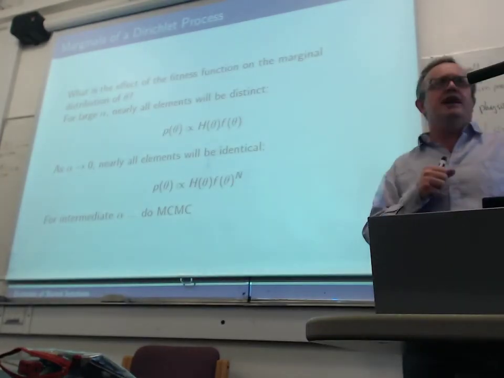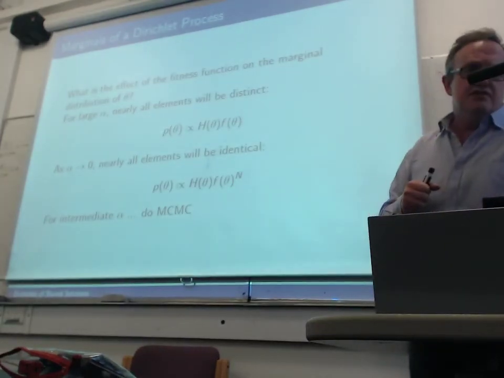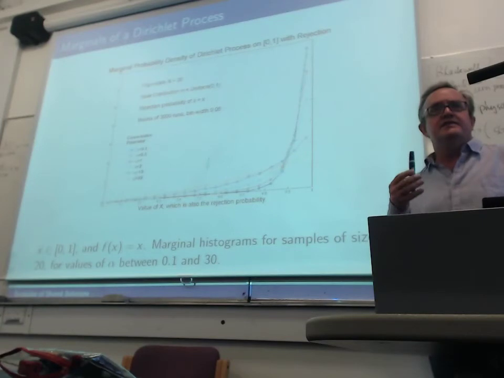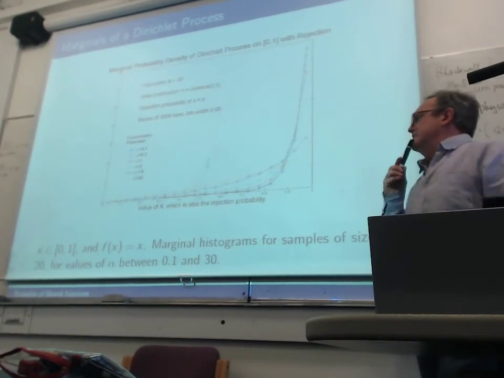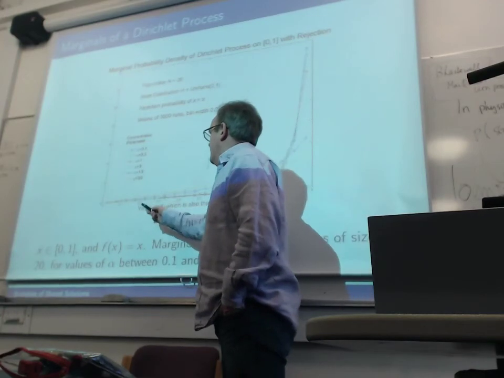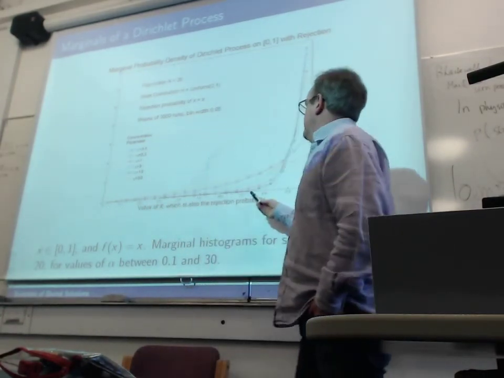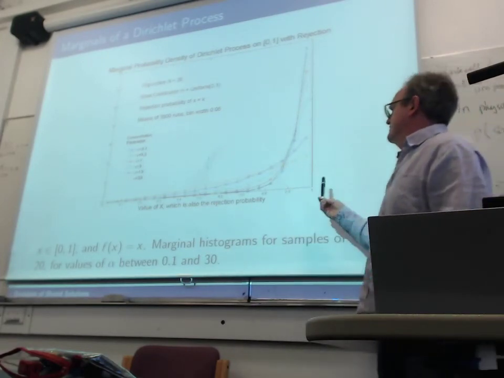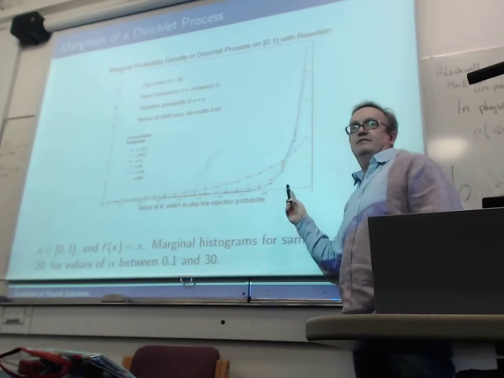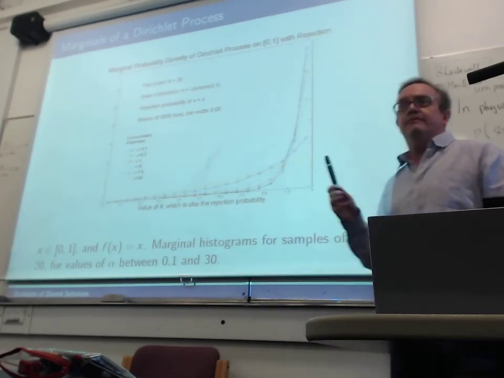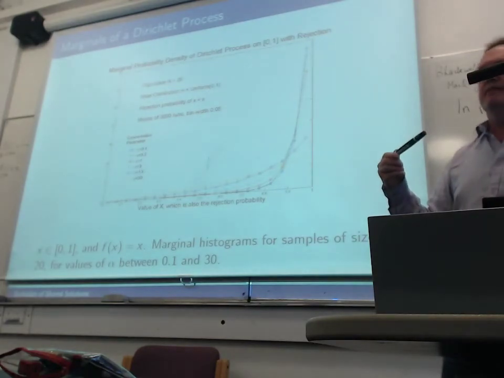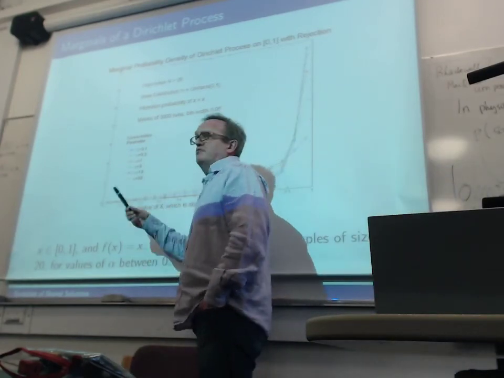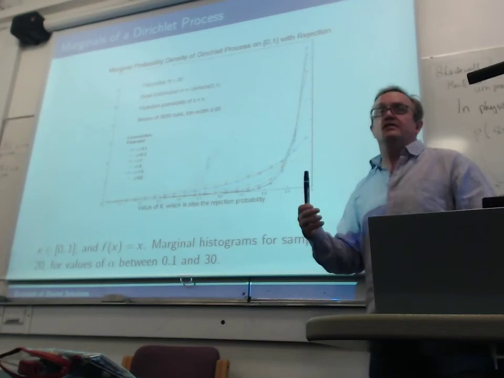For intermediate values of alpha, what happens? Well, let's just do it in MATLAB. So here we are. This is what you get. Here I've generated values of, sorry, not alpha, values of theta, x, between 0 and 1. These are all allele values. Then I've made the fitness to be just the allele value. So the probability of accepting a value of 0.1 is 0.1, and the probability of accepting a value of 0.9 is 0.9.